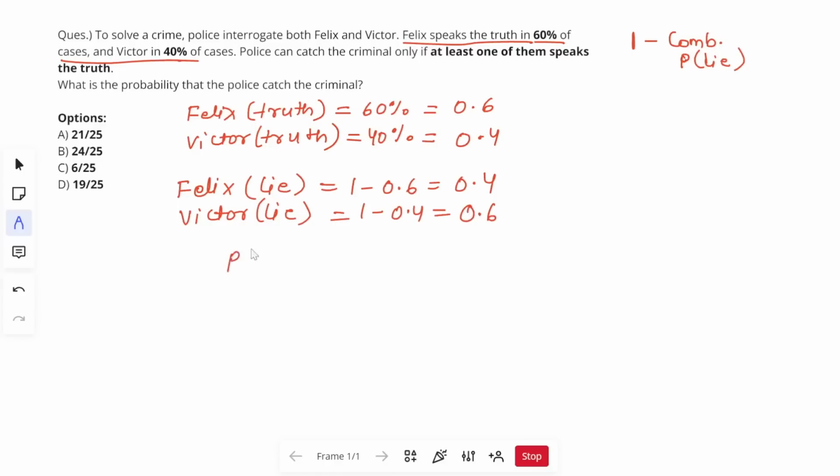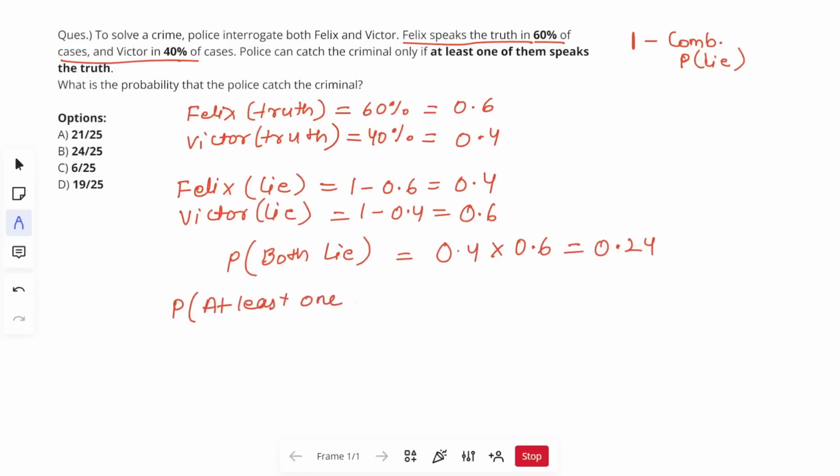Now we will combine both the lie probabilities, because I told you we need to subtract it from total, which is 1. So probability of combined lies will be 0.4 multiplied by 0.6, that is going to give us 0.24. Now we have the combined lies. Now the final answer we are finding out is the probability that at least one person speaks truth. If you see in the question, at least one of them speaks the truth.